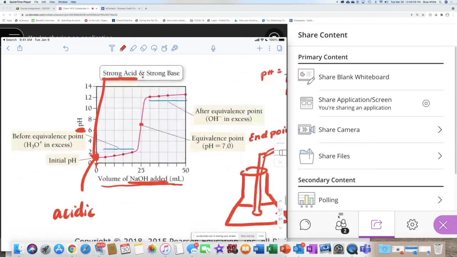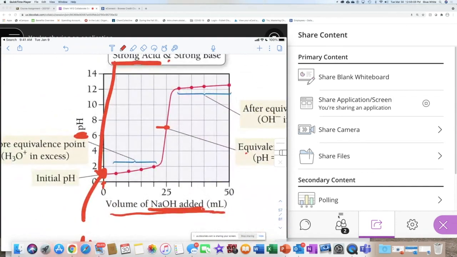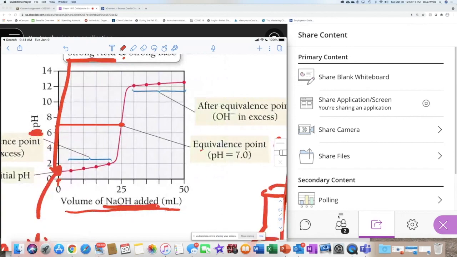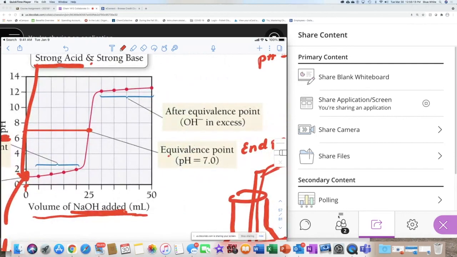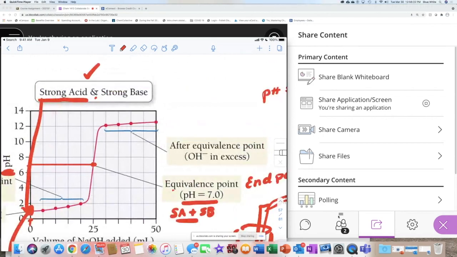Okay, so let me zoom this in. Oh, I did it. Okay, what is this point here? If you look at this point here, they tell you this is the end point, also called the equivalence point. What is a pH of 7? pH 7 is neutral pH. This is a salt that's pH of 7. That means strong acid and strong base, which this endpoint confirms the title, right?